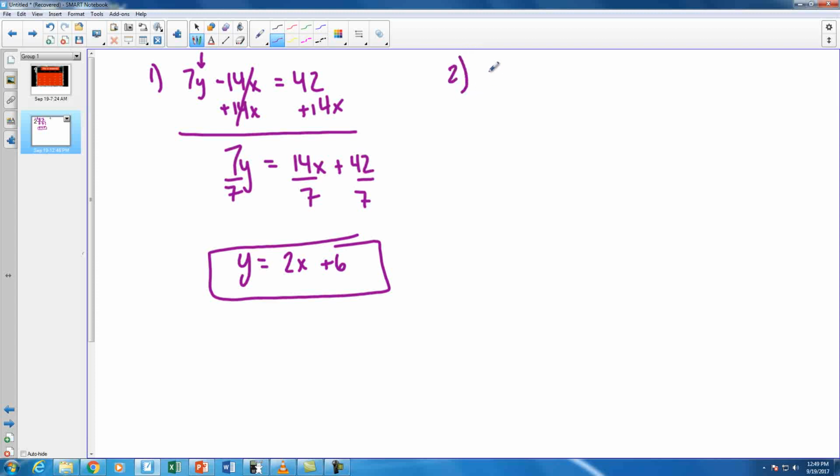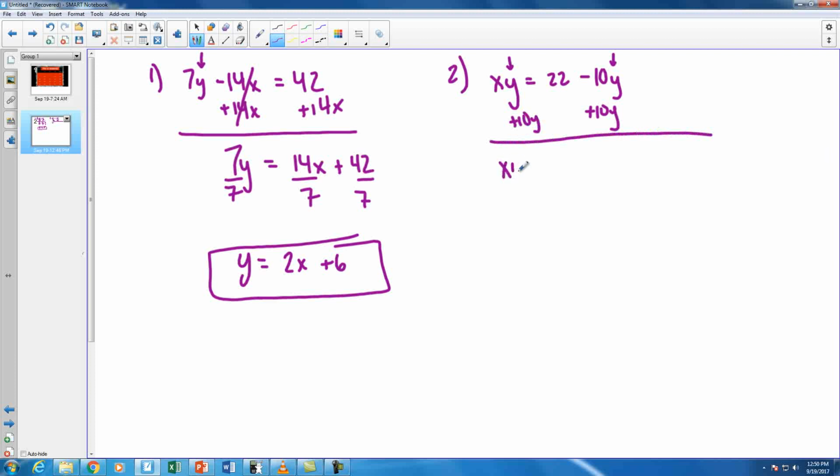Question number 2 still has the same instructions. It says to solve for y. The issue here is that instead of having a y that's easy to isolate, we actually have two y's. There's a y here and a y here. And so the first thing we want to do is try to find a way to get them on the same side of the equal sign. Let's start with that step. And so to do that, I think it'd be pretty easy to just add 10y to both sides.